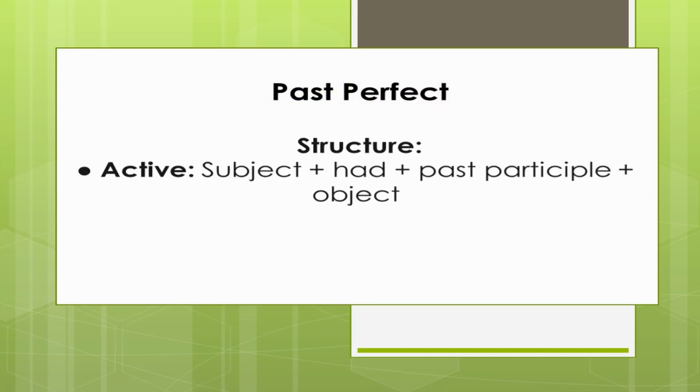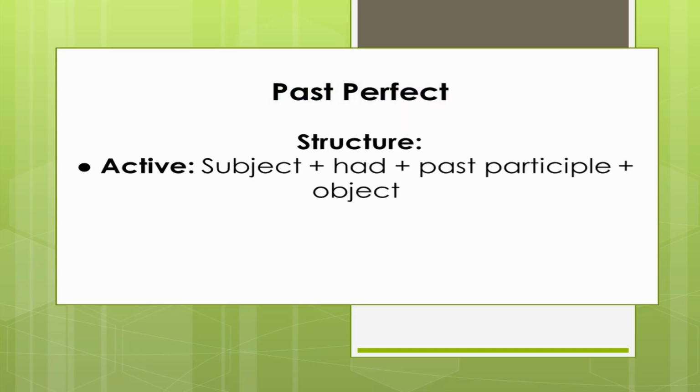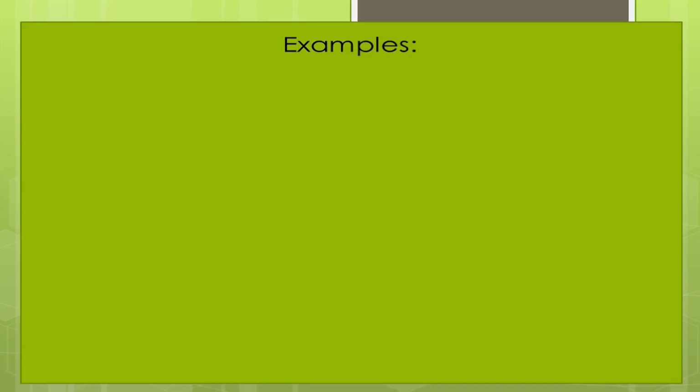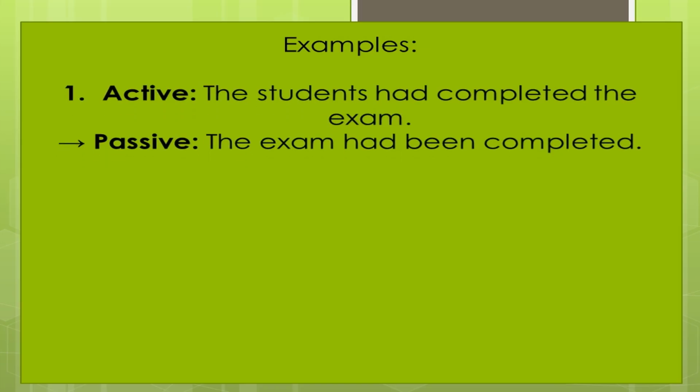Past perfect. This is the structure for past perfect. Subject plus had plus past participle plus object. This will give us the active voice. Structure: subject plus had been plus past participle. If you want, you add by and the doer. This will give us the passive voice. Examples. In active, we say the student had completed the exam. And in passive voice, we say the exam had been completed. If you want, you can add by the student.